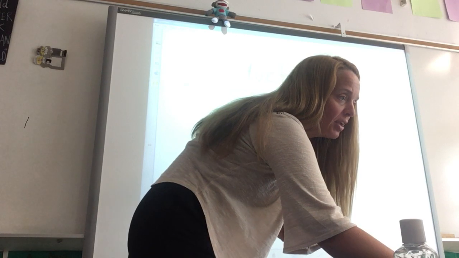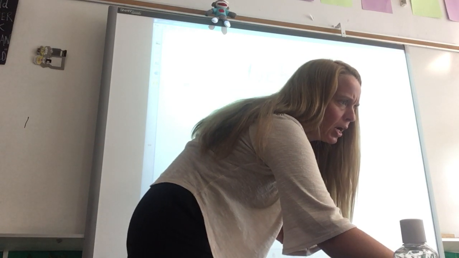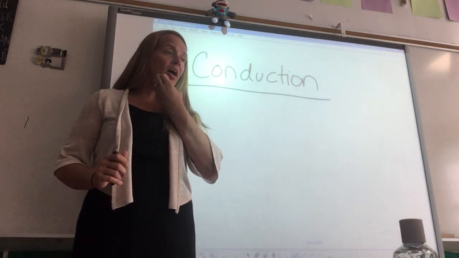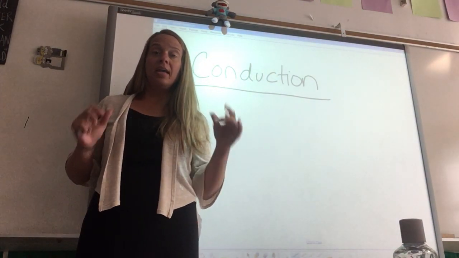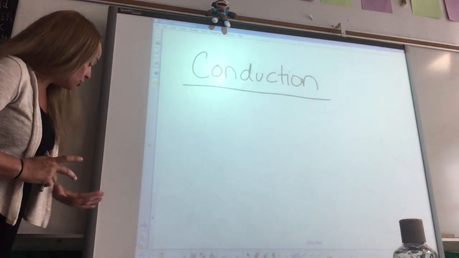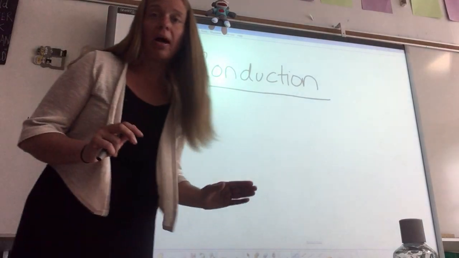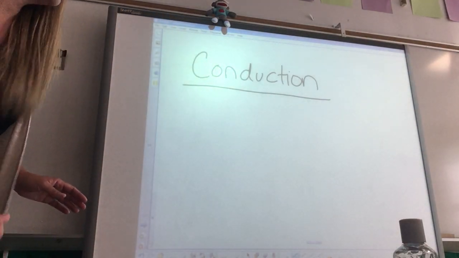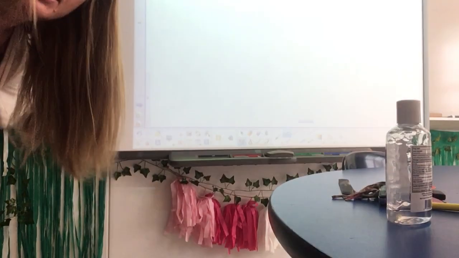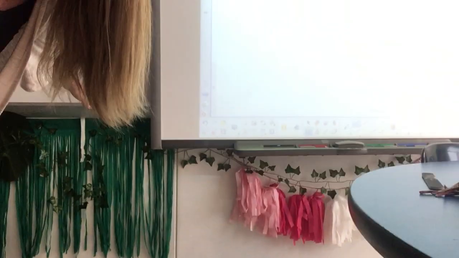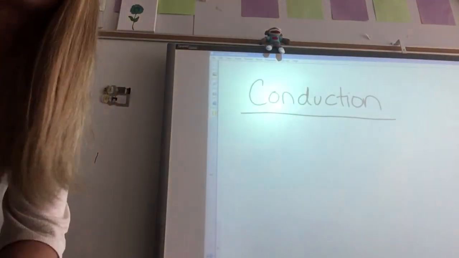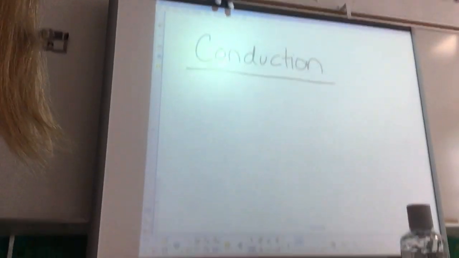So, let me make sure I get the definition I'm looking for. Okay, so conduction occurs in, the best conductor is metal. And what I wanted to show you, and I'm just realizing that in my video you won't be able to see, but right here, you guys know that there is a metal board where we keep our dry erase markers.